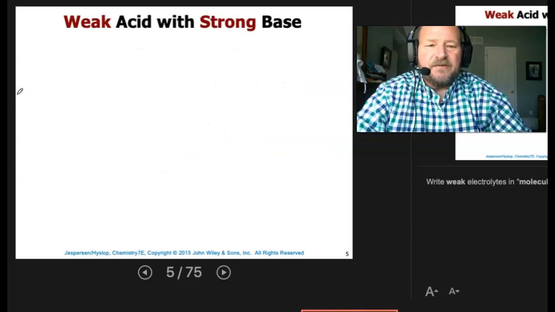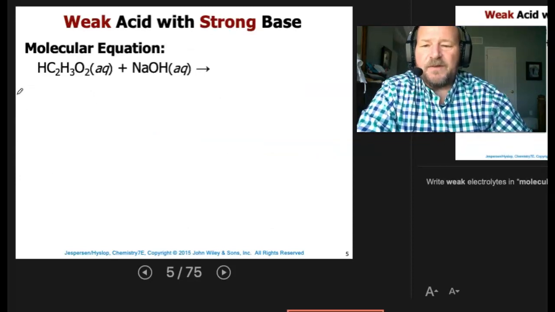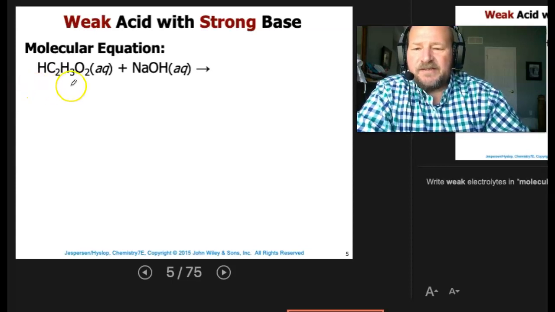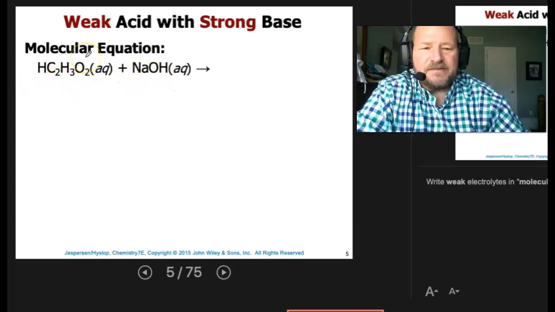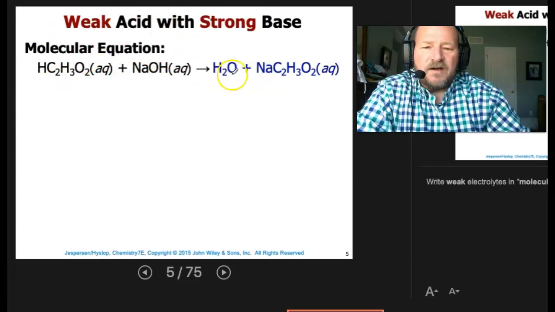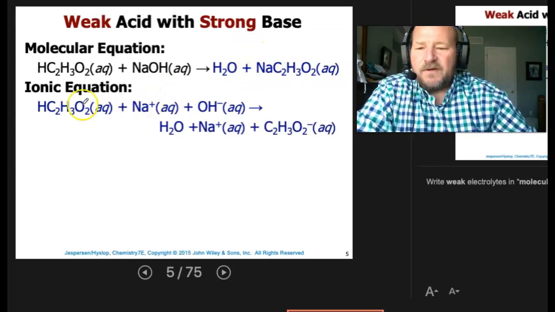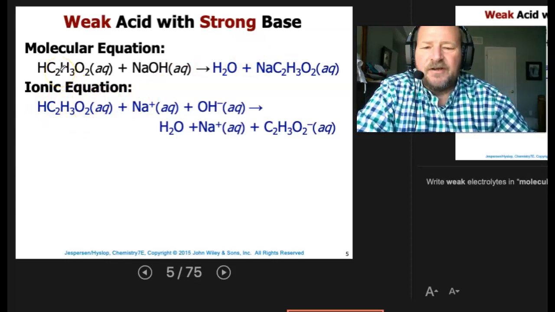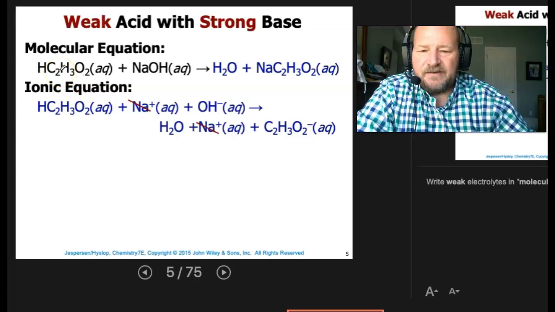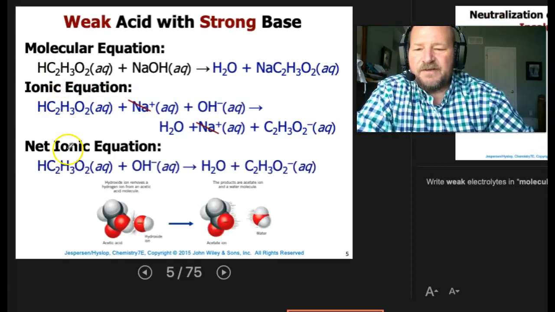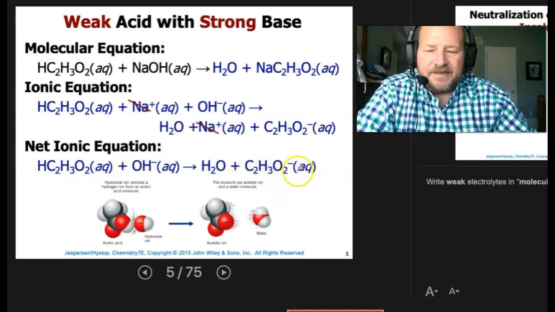Now for a weak acid with a strong base, it changes up a little bit. We'll have our molecular equation where we put our weak acid into solution. We have our strong base, and we form water and then our salt. Now when we break apart the ionic equation, remember, some of this is going to stay in solution as a molecule. That's the big change. If we use our net ionic reaction to cancel everything else out, we're going to have our weak acid and our base react to form some water, but it also leaves us some of that conjugate base, that C2H3O2, that acetate.